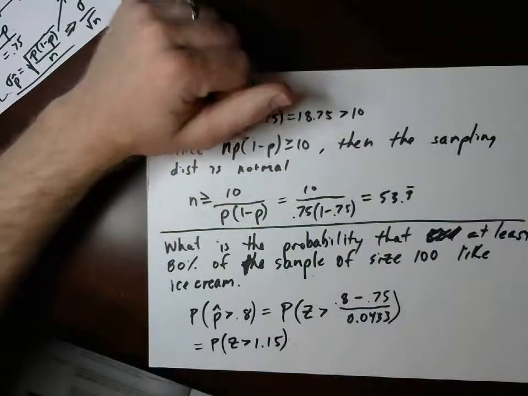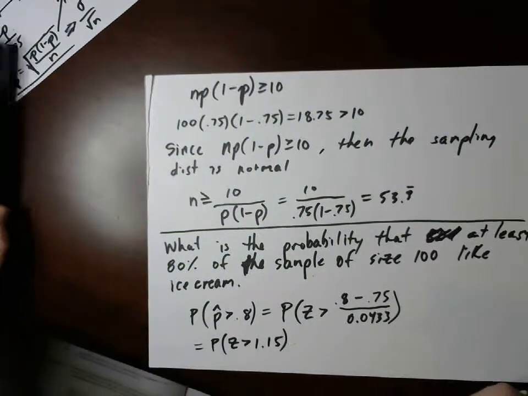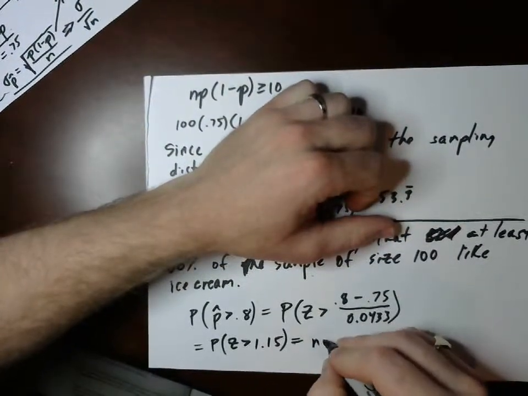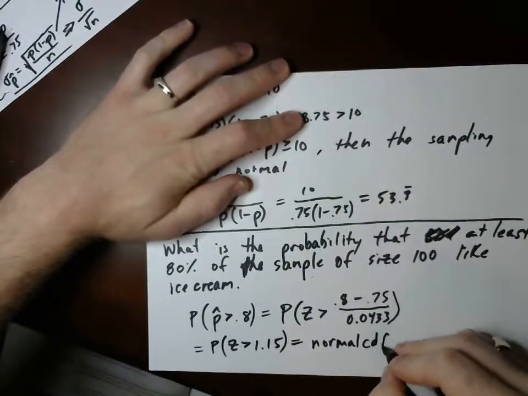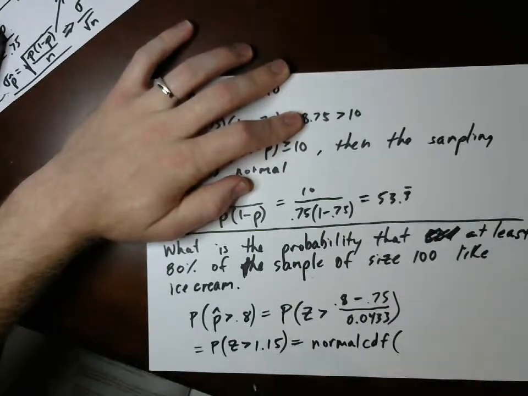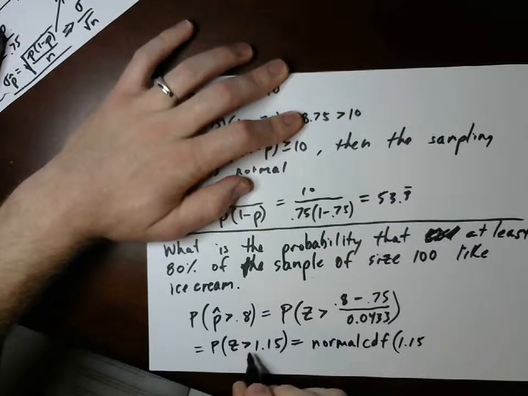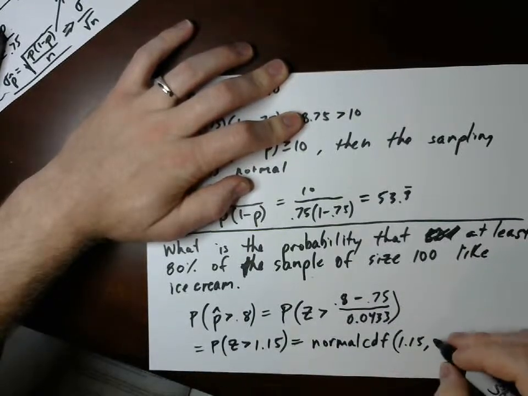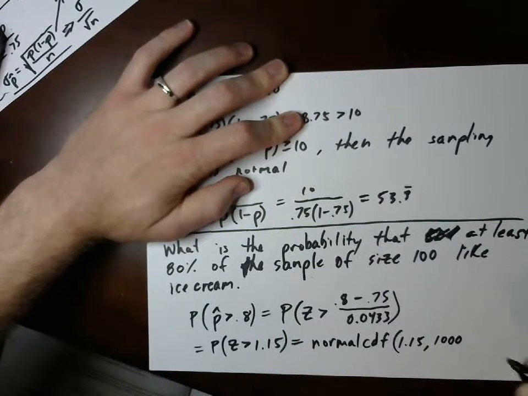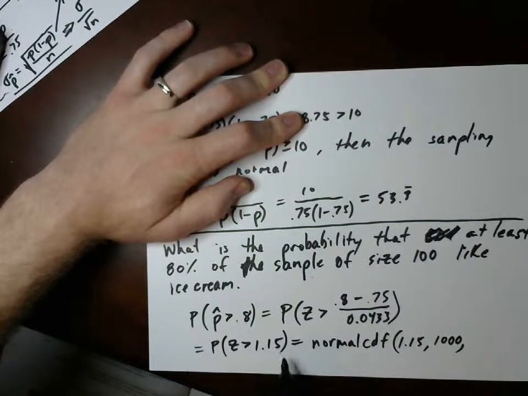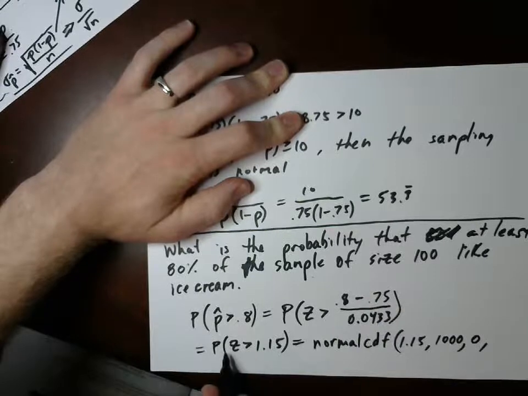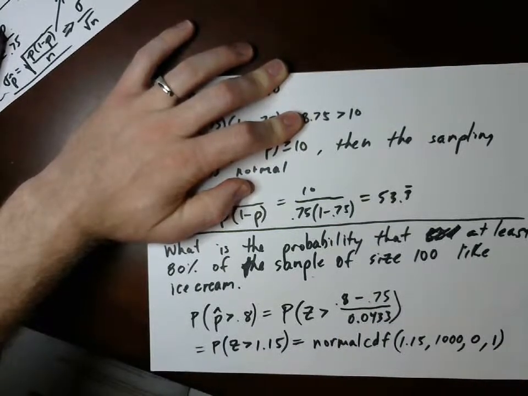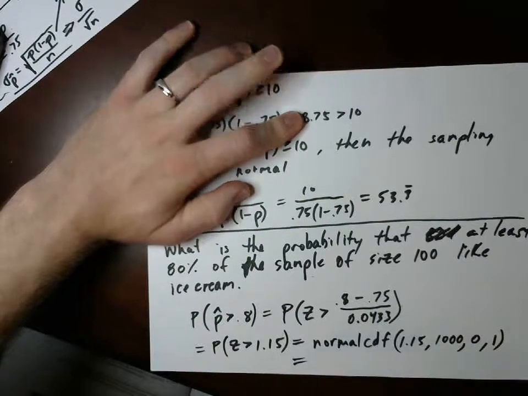The probability that z is greater than 1.15 is just a basic read of the z-score table, or use the normal CDF. So this would be normal CDF with the lower bound of 1.15, since it's greater than 1.15, and up to 10,000, or just do 1,000, that'll work. Notice that I'm plugging in the z information, the standard normal distribution. The mean of a standard normal distribution is 0, and the standard deviation is 1. You should remember that. And we can plug that in and find the probability.